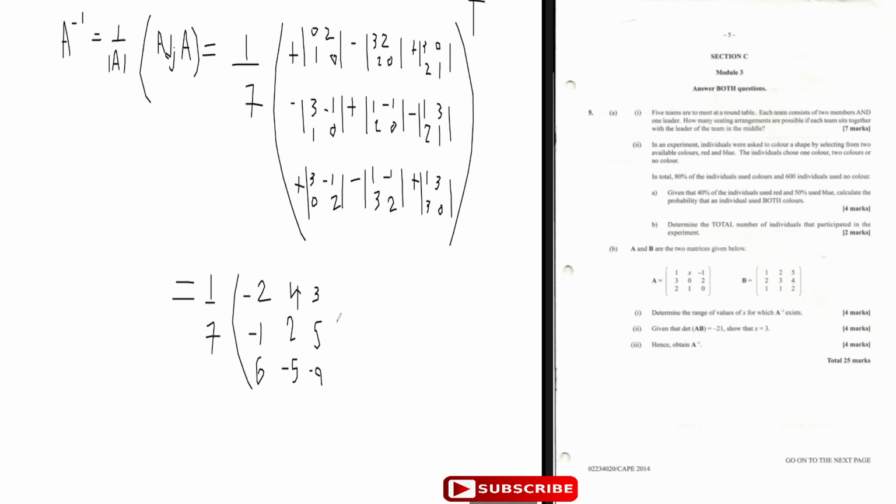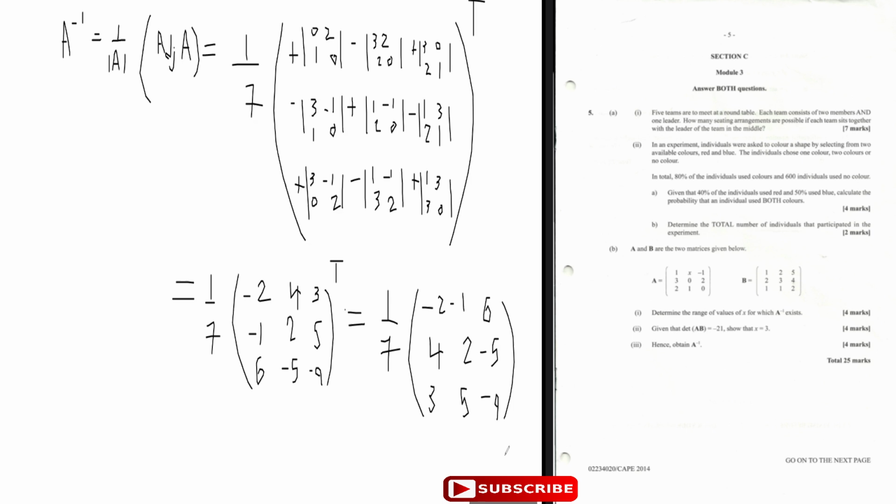And then we transpose this. So now we can write what is A inverse. A inverse is 1 over 7 times. When you transpose it, you're going to get minus 2, minus 1, 6. This looks like 4, 2, negative 5. Then you're going to get 3, 5, negative 9. Nice and easy.